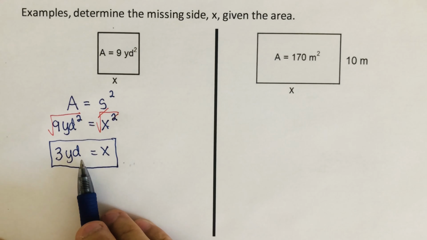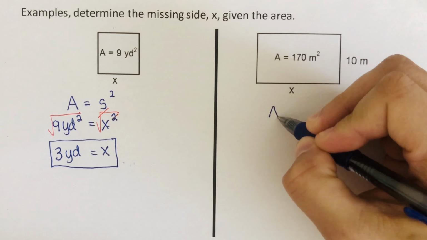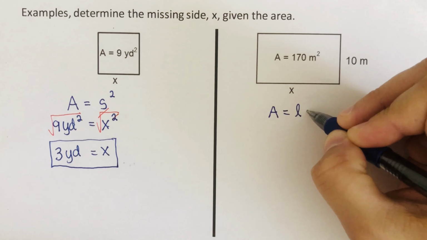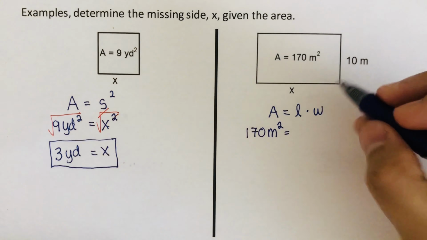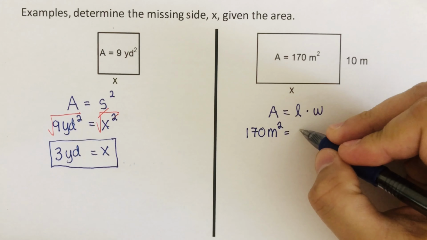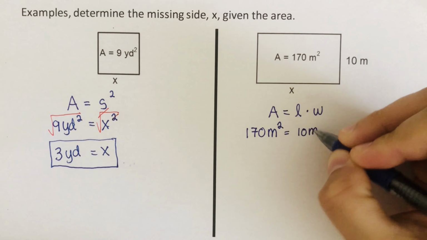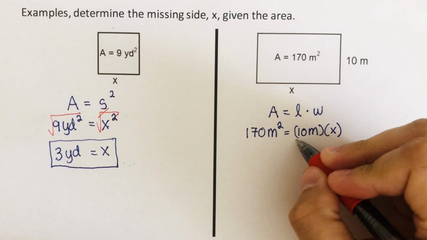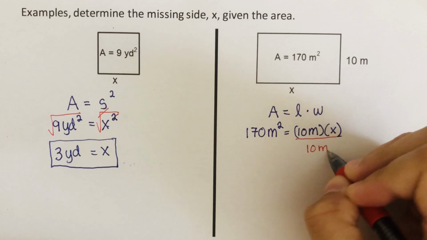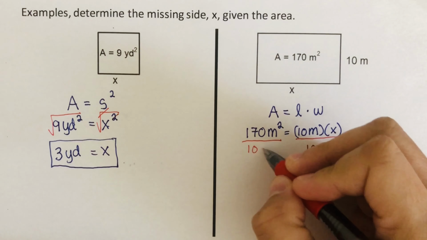Since this is a rectangle, we are going to use the formula for a rectangle. Area is equal to length times width. Our area is given, that is 170 meters squared. Our length is missing, but we're given the width, 10. So I'm going to write 10 meters times X. Then we can solve for X by dividing both sides by 10 meters. I'm going to divide 10 meters on the other side as well.